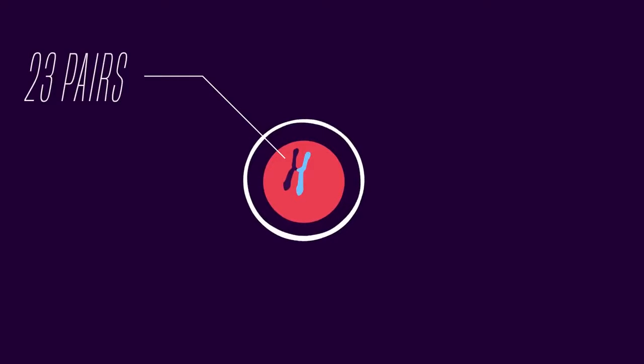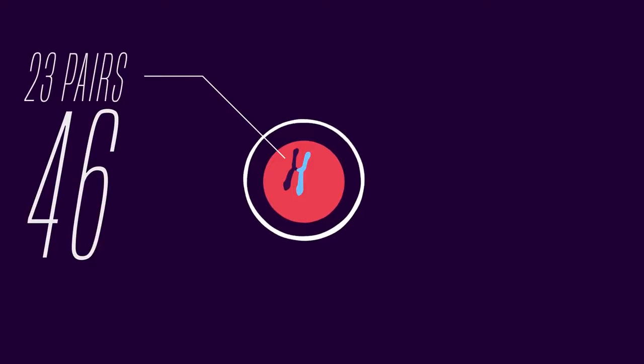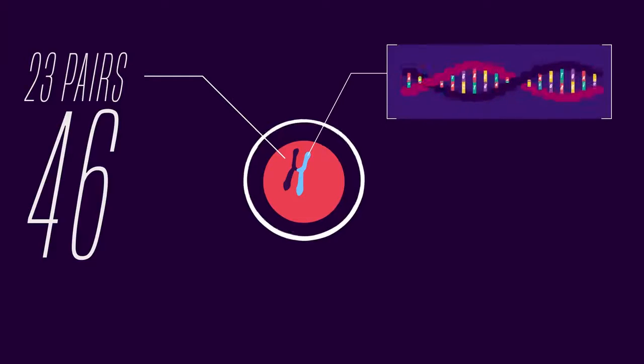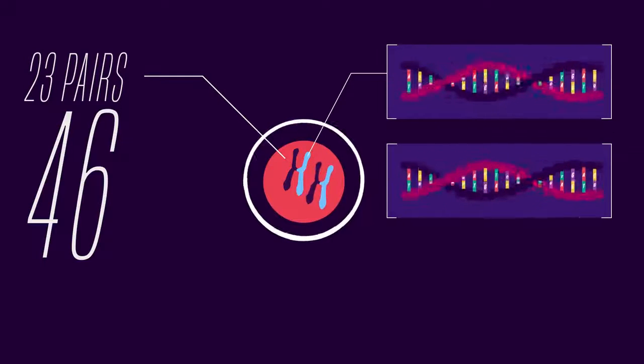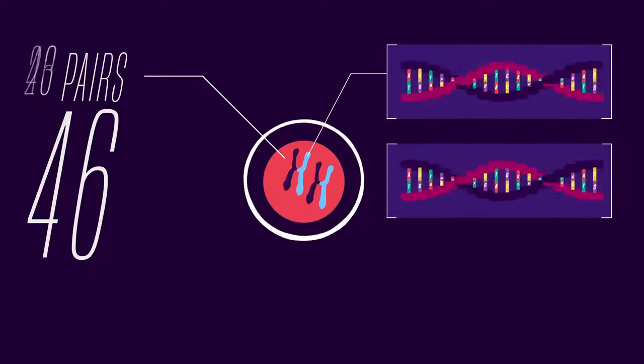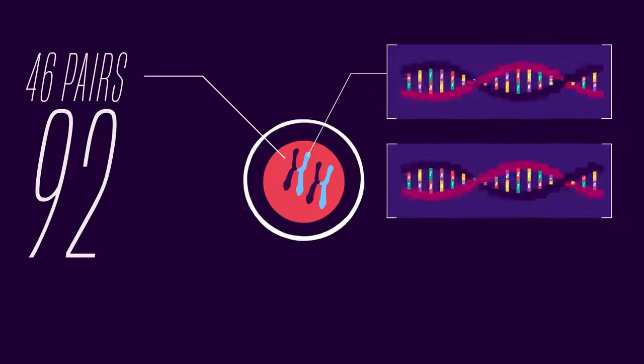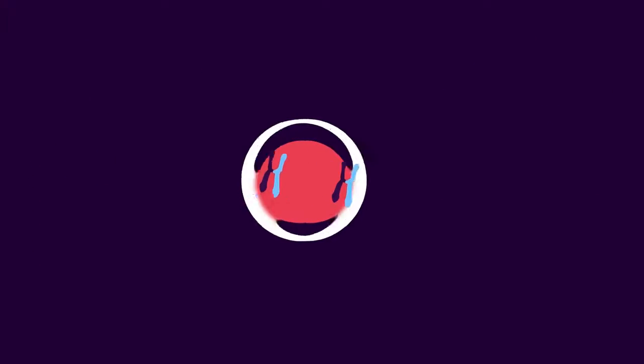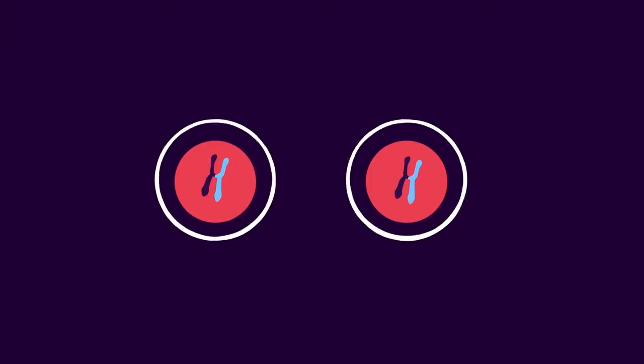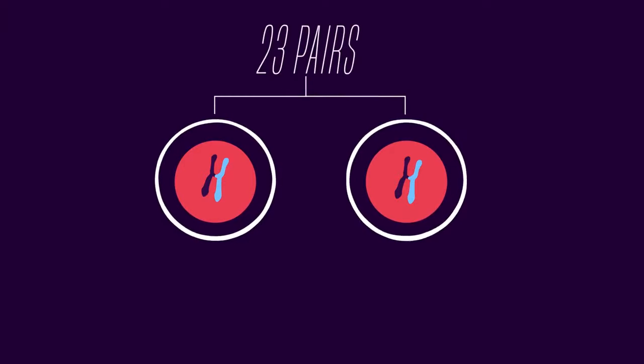A human body cell contains 23 pairs of chromosomes, 46 altogether. During cell division, the DNA in the chromosomes is copied or replicated to form 46 pairs, double the number of chromosomes. These pairs split apart when the cell divides to form two new daughter cells, each having the correct number of chromosomes. The splitting apart of the chromosome pairs happens during a stage in cell division called mitosis.